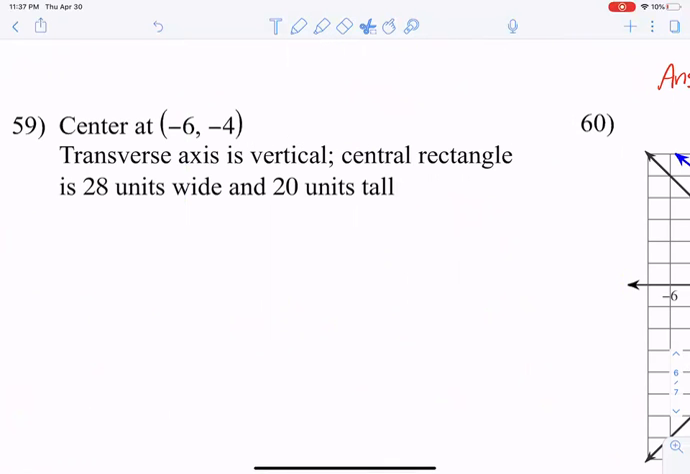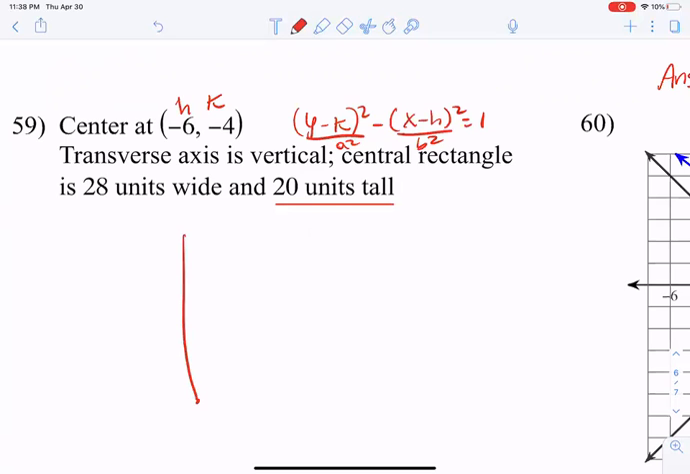So let's do that. The center is HK, right? The transverse axis is vertical. Okay, so we need this equation: y minus k squared over a squared minus x minus h squared over b squared equals 1. The transverse axis is vertical, and the central rectangle is 28 units wide and 20 units tall.